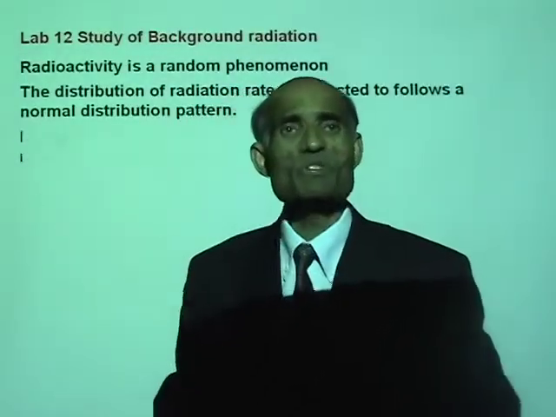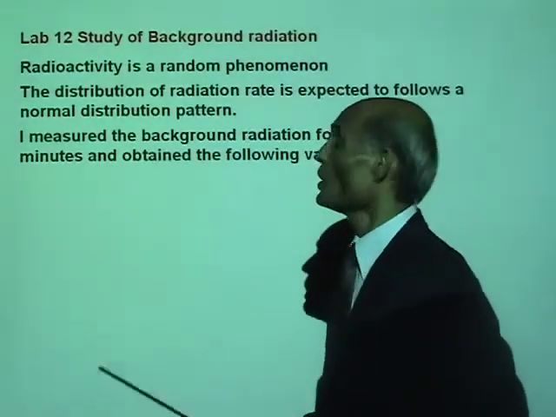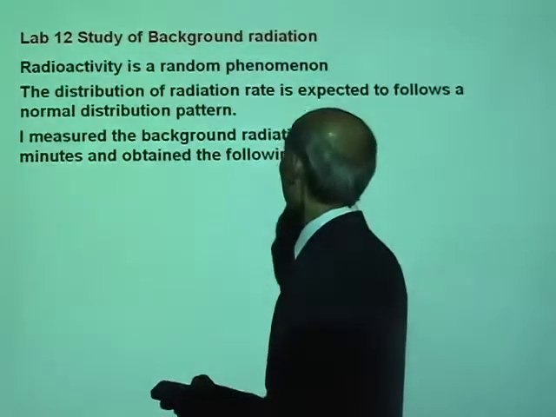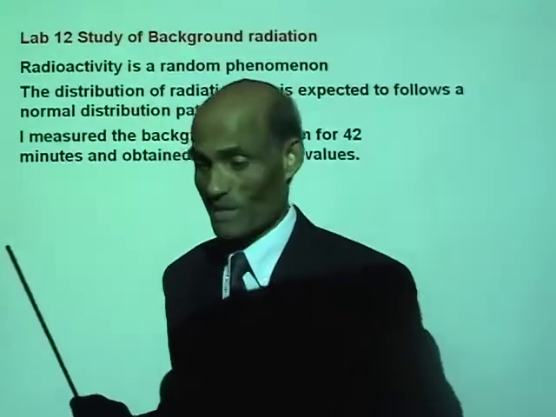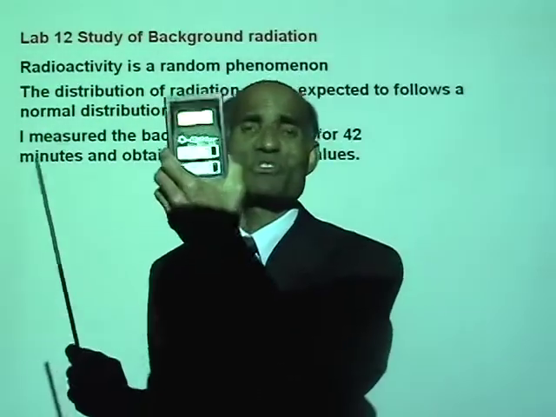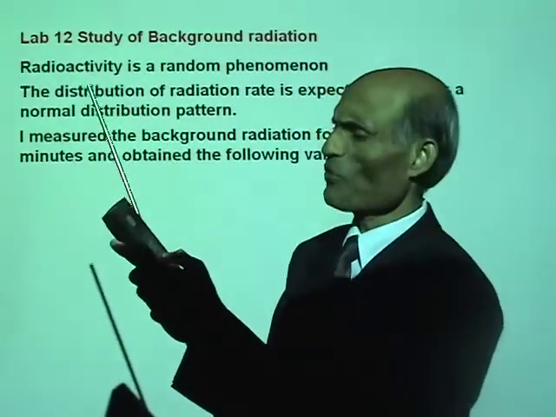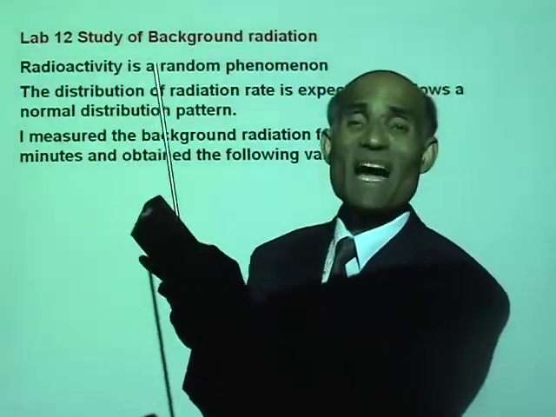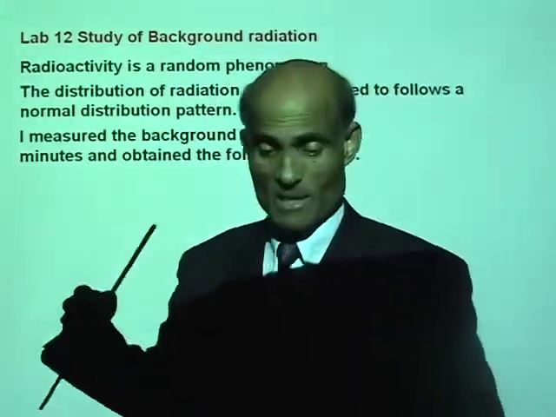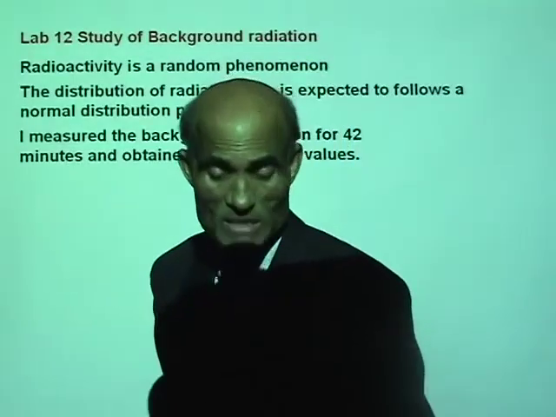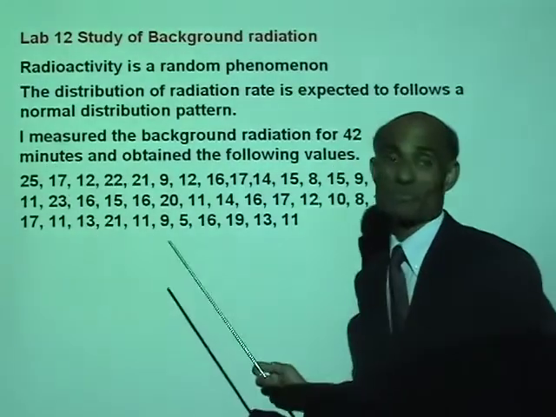We're going to look at the distribution of this. I measured the background radiation of this room for 42 minutes. I took the counts for each minute. I used this equipment. I turned it on and I can set it for each minute count. It will count for a minute and give me that number, and then I do it for the next minute. I did it for 42 minutes and I got these numbers.